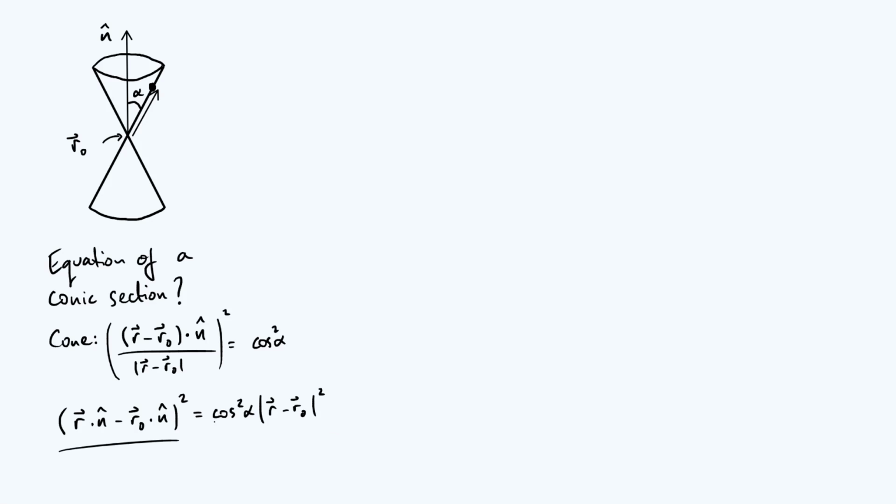The squared bracket is easy because r dot n and r naught dot n are both scalars, so you just get your first scalar squared, which is r dot n all squared. We're going to add on the second scalar squared, which is plus r naught dot n squared, and then you get twice the product of those two terms, which here is going to be minus 2 r dot n and then r naught dot n, so that's our expanded left hand side.